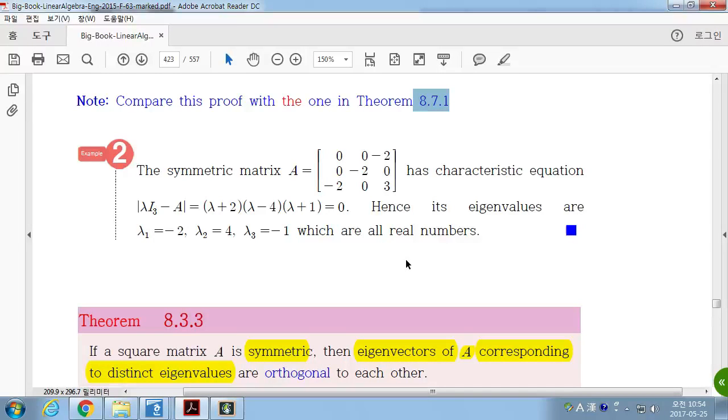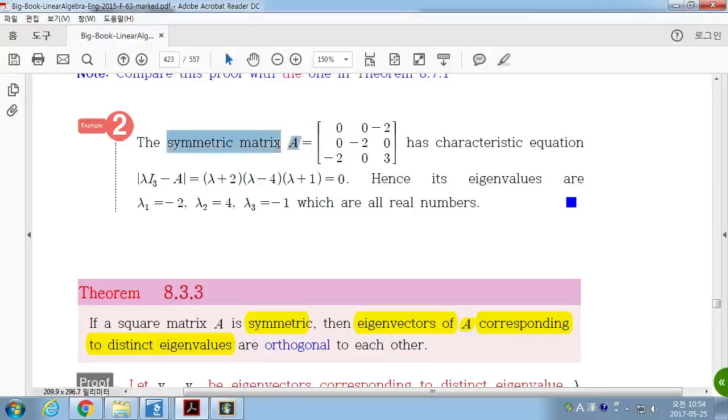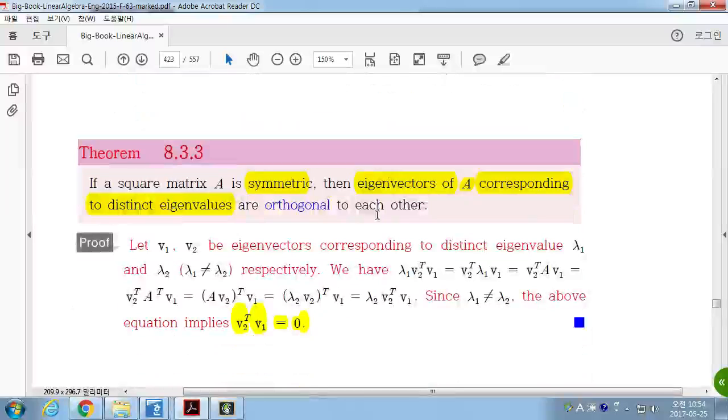With those in mind, which is very important, and we will learn it over again in the theorem in section 8.7. So now we have a symmetric matrix here. Then you can easily check the characteristic polynomial. Then as you see, the eigenvalues are all real. It was guaranteed because this was a symmetric matrix, so it should have real eigenvalues. So we already know it.